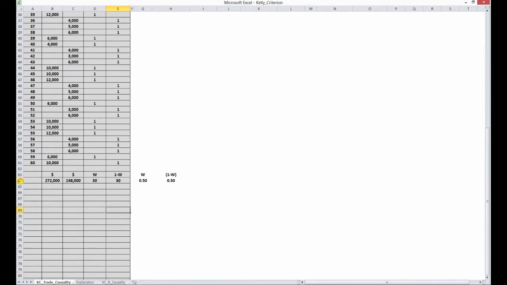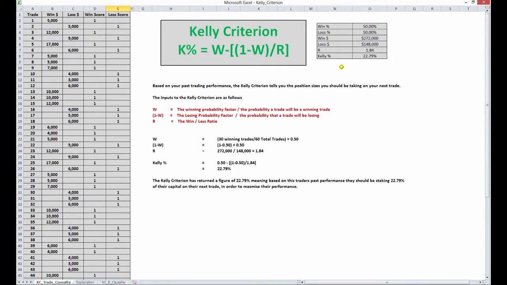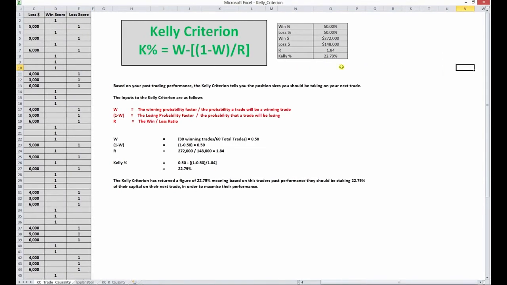And we've got the results here. So the trader on their winners has made $272,000. On their losers, the trader has lost $148,000. They've won on 30 of the trades, made money on 30, lost money on 30. So win ratio of 50, loss ratio of 50. Is that a good trader?